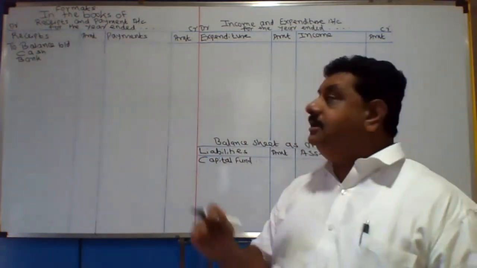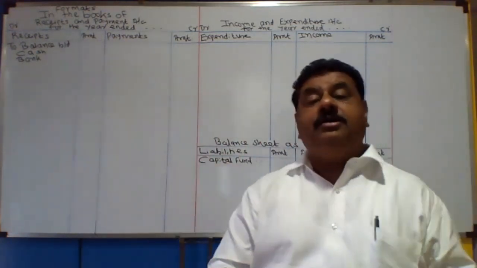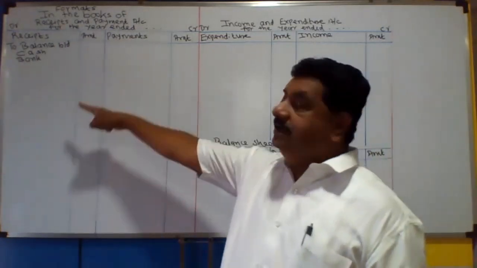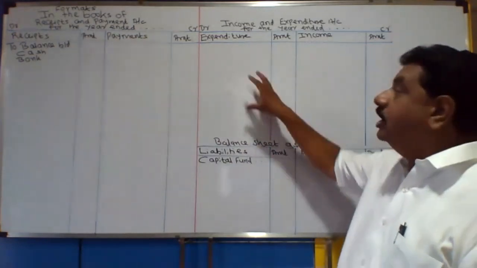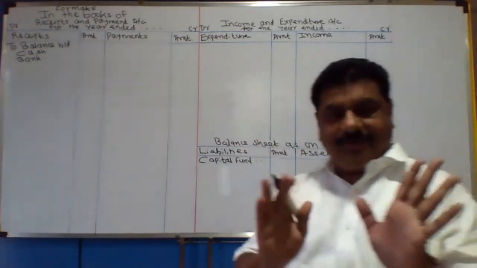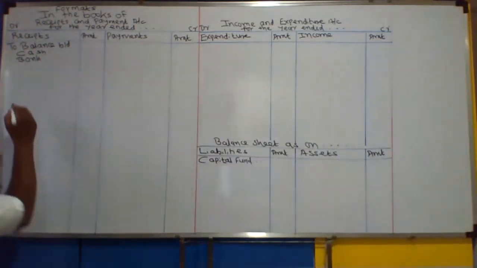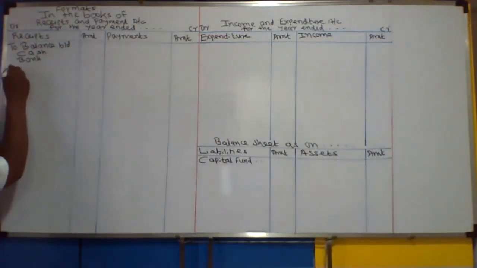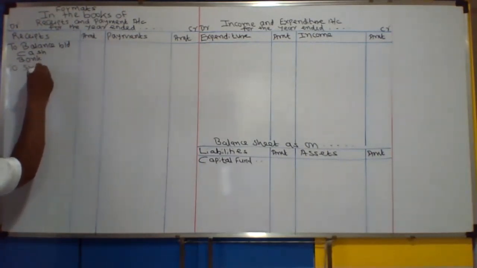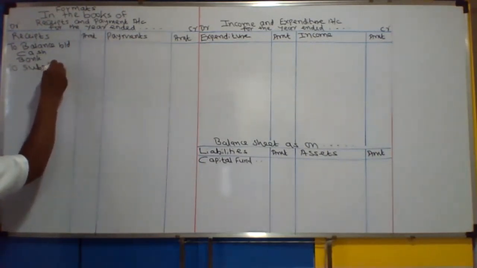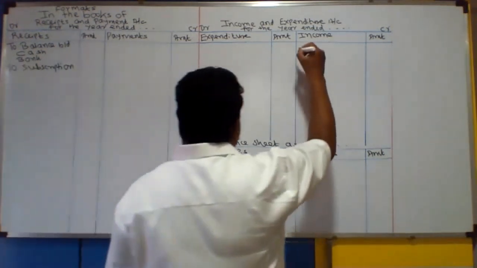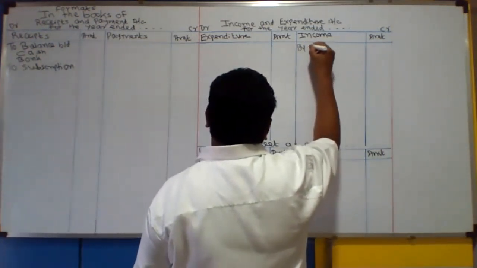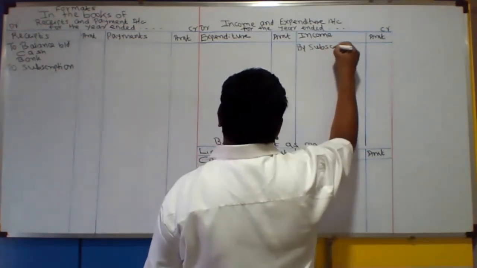Now I'll be writing the receipt side first and I'll be showing you the effect of the receipt item in income and expenditure account or in balance sheet. Okay, अच्छी तरह से देखो. सबसे पहले आएगा सब्सक्रिप्शन. Okay, which is to be recorded to income side by subscription.